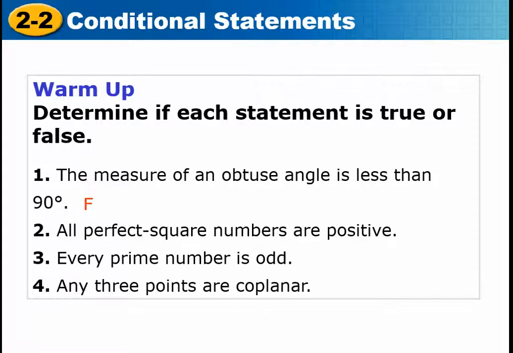Okay, number 1, the measure of an obtuse angle is less than 90 is false. It's greater than 90. Number 2, all perfect square numbers are positive. That is true. You can square any number, positive, negative, fraction, it doesn't matter, and you'll get a positive answer. Number 3, every prime number is odd. That's false. We did this in the last lesson. The prime numbers, the first prime number is 2. That is the only even prime number, but there is an even prime number, so therefore that's false. And number 4, any 3 points are coplanar. That's true. You only need 3 points to have a plane, so any 3 points will be coplanar.